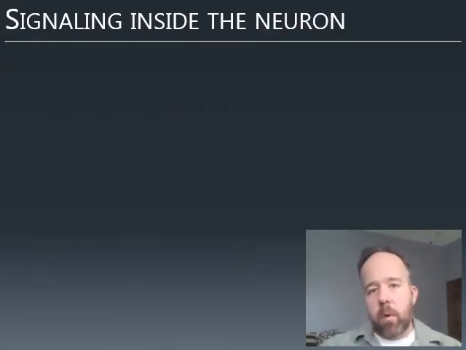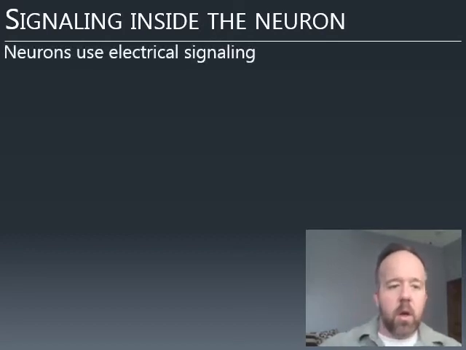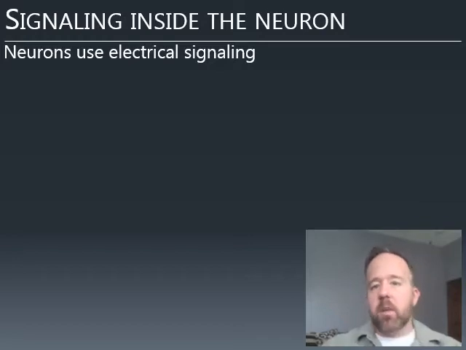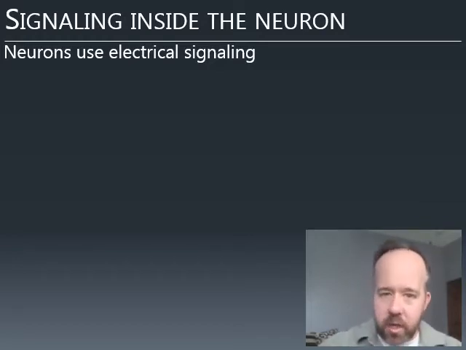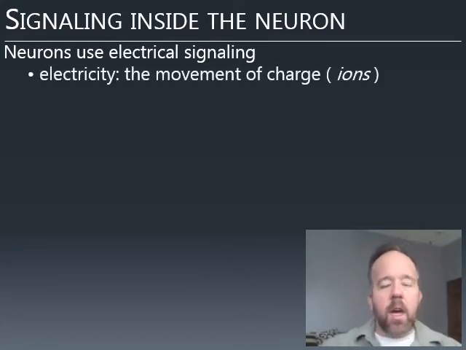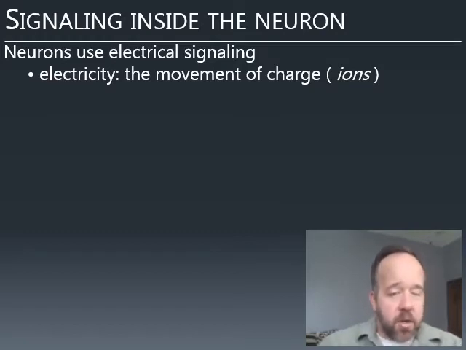Now, before we get to communication across multiple neurons like that, we first need to talk about signaling inside a neuron. So neurons use electrical signaling. The signals that you can measure from a neuron are based on electricity. And in this case, electricity is the movement of charge. That's what electricity is defined as.